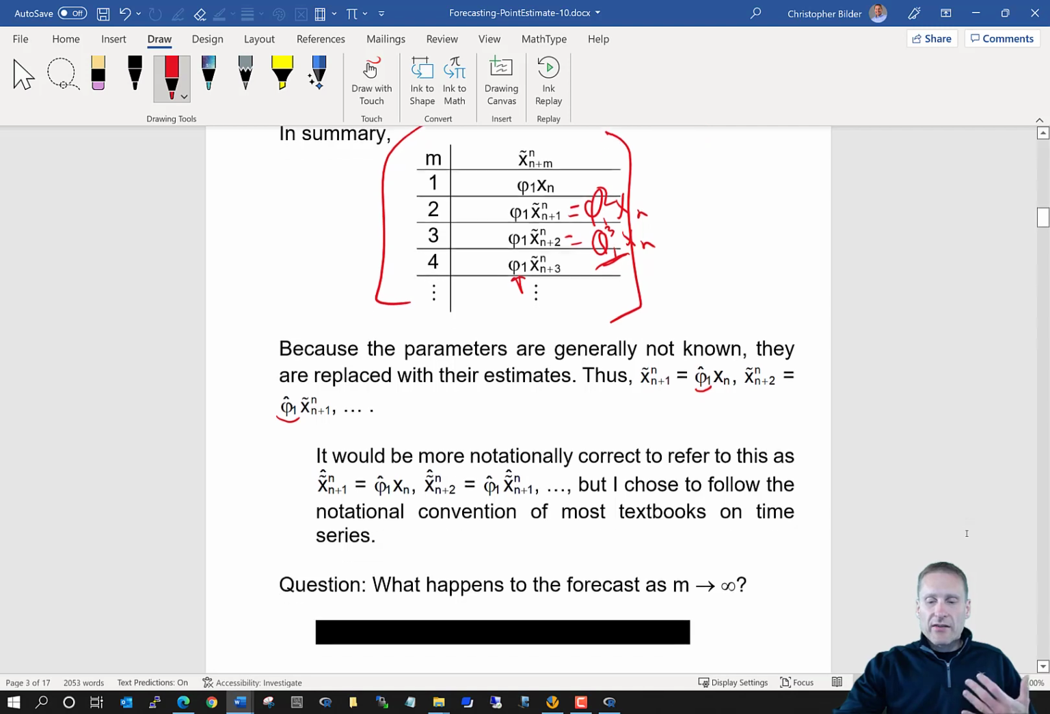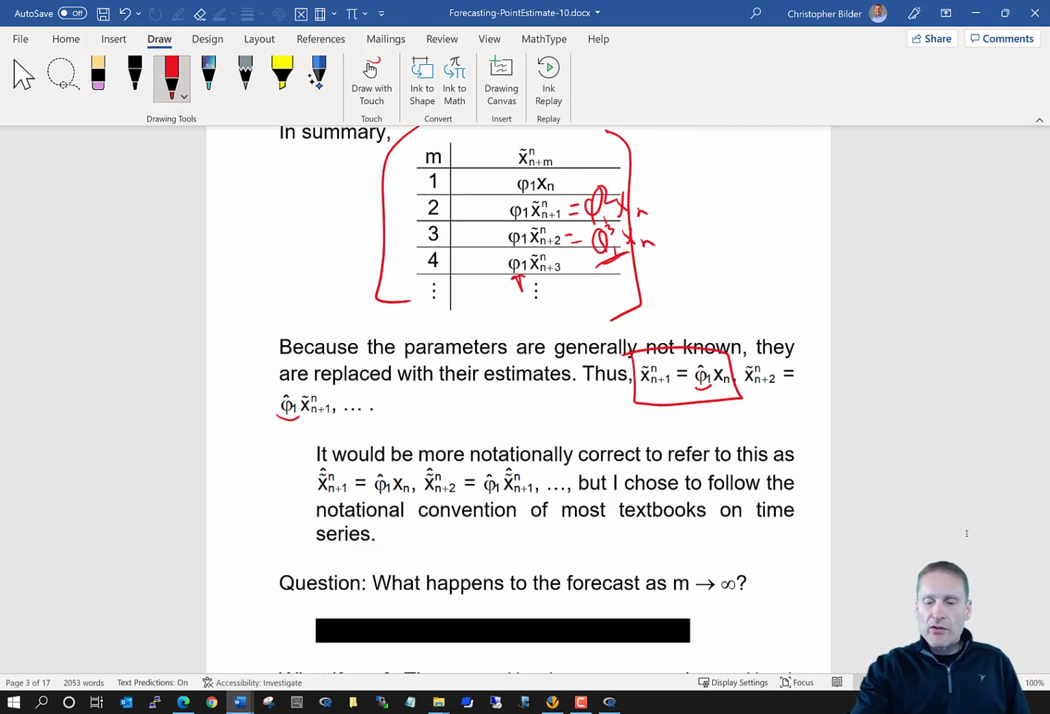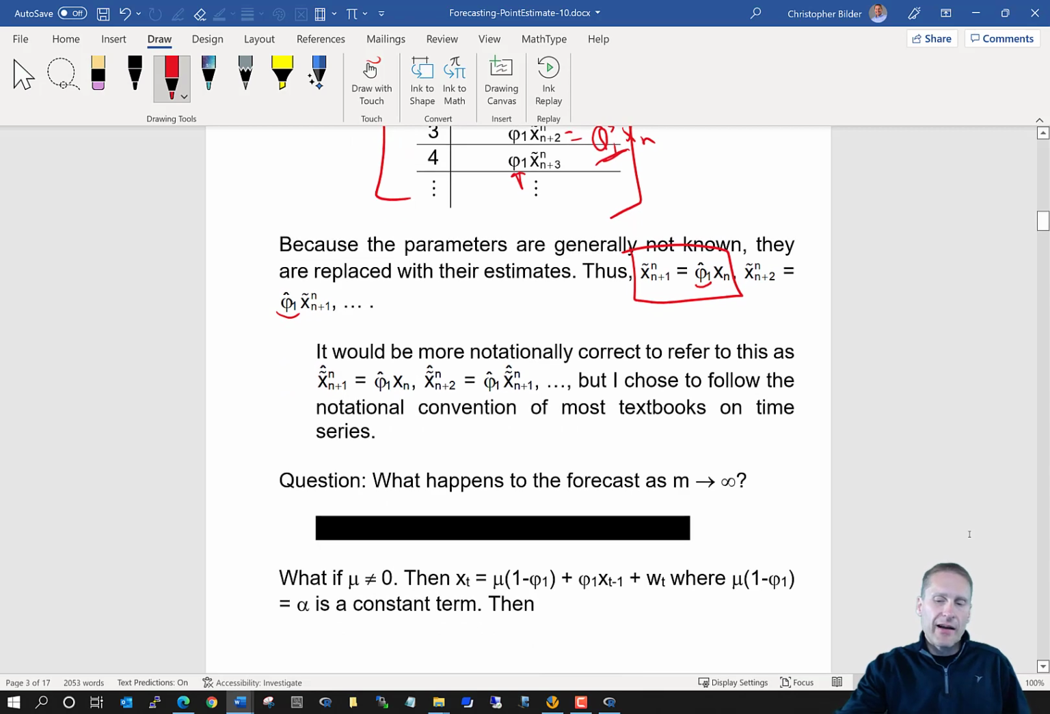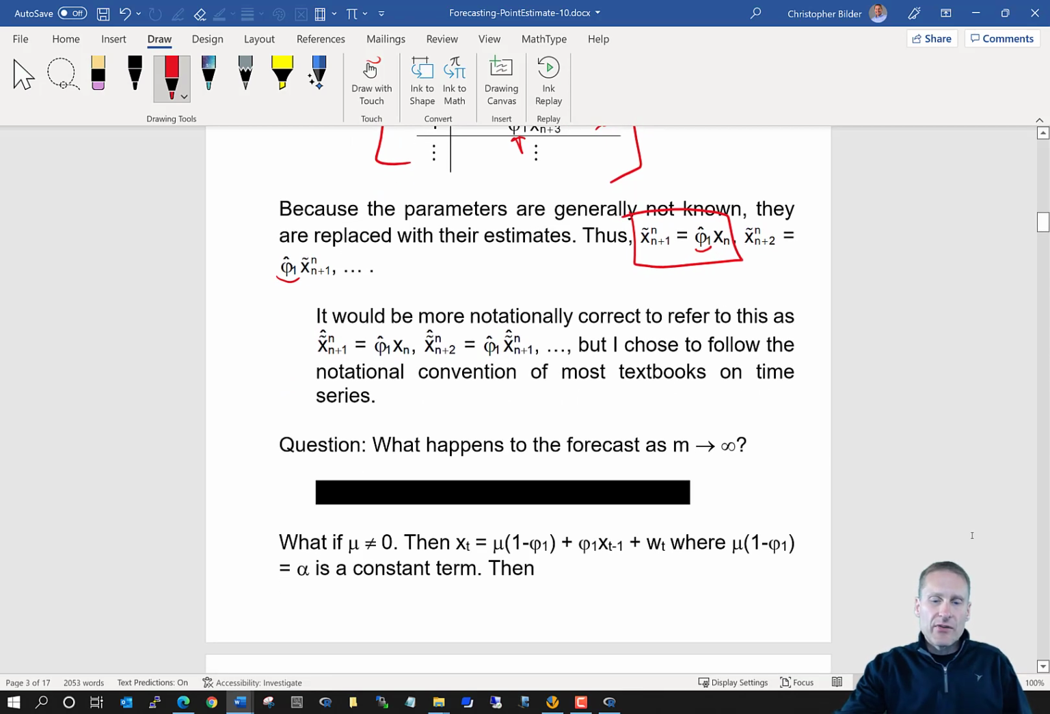That's going to be our forecasted value. This is the notation that we're going to use for it. Now, this is somewhat of an abuse of notation. Don't blame me. This is standard amongst time series textbooks. I just decided to keep this standard.